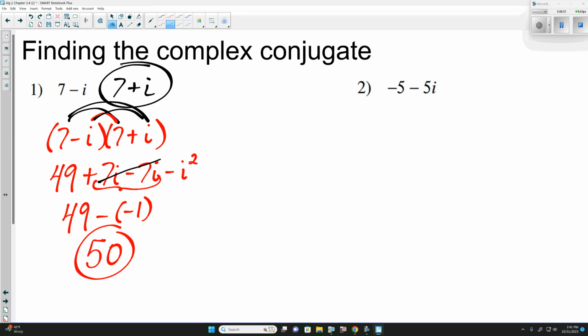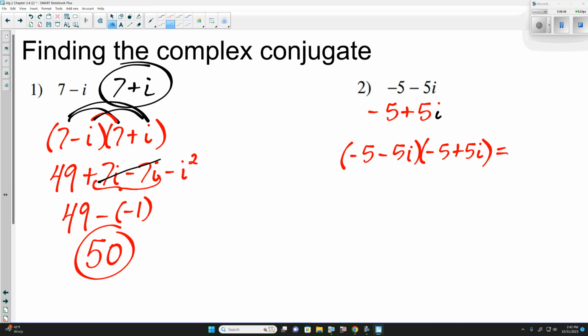We can see it with the next one. What's the complex conjugate? Yes, negative 5 plus 5i. So it's not changing anything. Well, we did, technically. Right, because what sign are we changing? We're changing the sign in front of the i. And to find their product, we're going to do negative 5 minus 5i times negative 5 plus 5i.